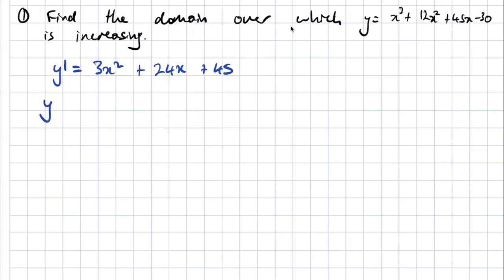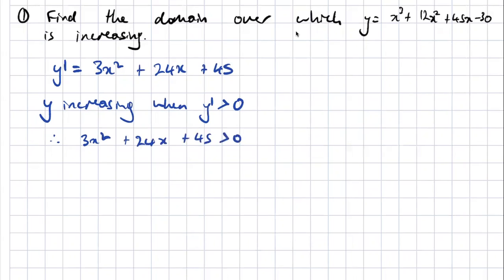Now, remember, y is increasing when our first derivative, the function we've just found above, is greater than 0. So now we're going to dive into solving a quadratic. We're going to treat it exactly like a quadratic and go through the method of factorizing it, which you should be okay with by this point in your mathematical career. If you're not, I'll show you the steps anyway. Therefore, it's increasing when 3x squared plus 24x plus 45 is greater than 0. You'll notice that each of these has a common factor of 3, so I'm going to divide the entire equation through by 3.